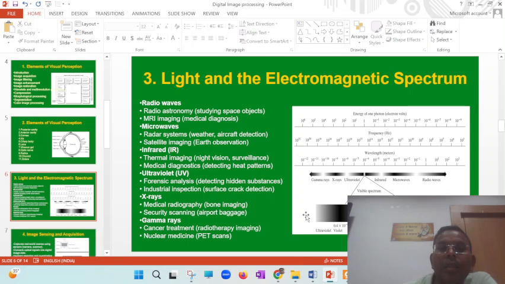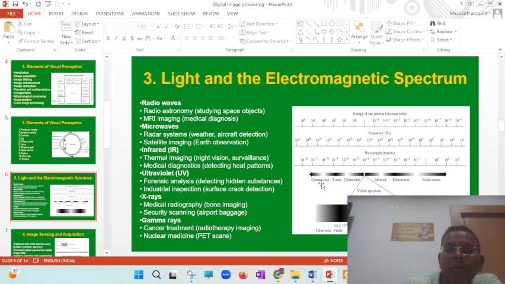Next is light and the electromagnetic spectrum. How does light form an image, what are the different sections of light, and what are the electromagnetic spectrums? Based on wavelength, the spectrum is divided into parts: radio wave, microwave, infrared, ultraviolet, x-ray, and gamma rays. When going from radio waves to gamma rays, wavelength reduces and frequency increases.